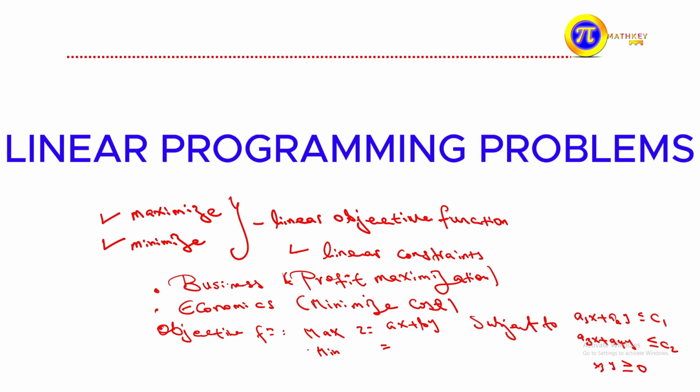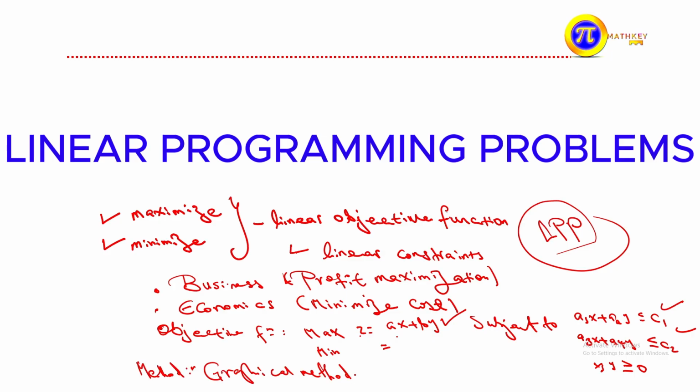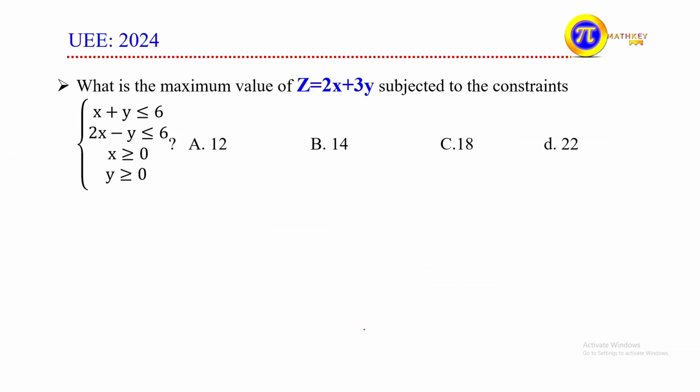So the objective function we maximize or minimize is linear, and the constraints are linear. Because of this we call this a linear programming problem. At this level, to solve such problems we apply the graphical method. That means sketch the graph of the inequalities, after that find the intersection of the boundary lines. After we get the boundary line intersection points, the maximum or minimum value is at the corner point. Let us see this.